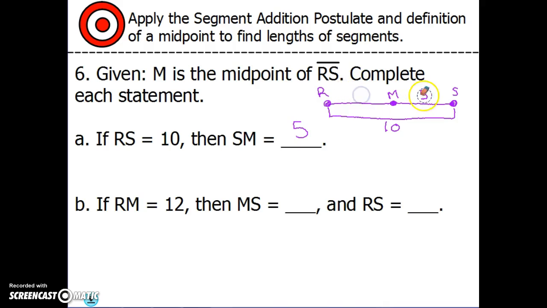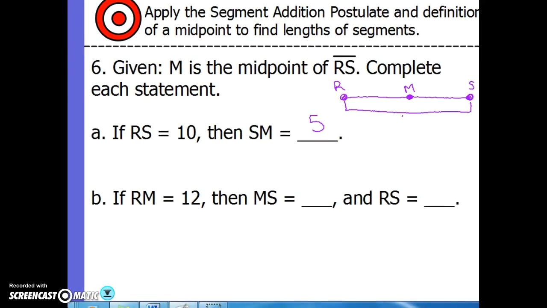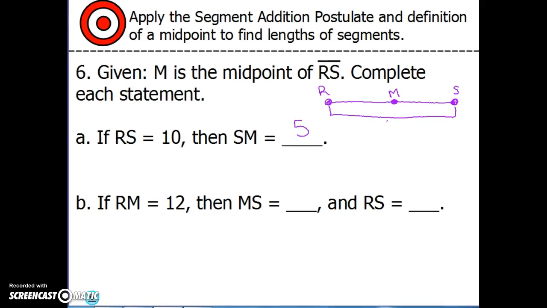Change of scenario. What if RM, which is this part right here, is 12, and we want to know the length of MS, and we want to know the length of RS. So again, M is a midpoint. Remember that it's dividing it into halves. So if this half's 12, and M is a midpoint, that has to be 12. Which means the whole thing would be double of 12, or 12 plus 12, which would be 24. So RS length is 24.